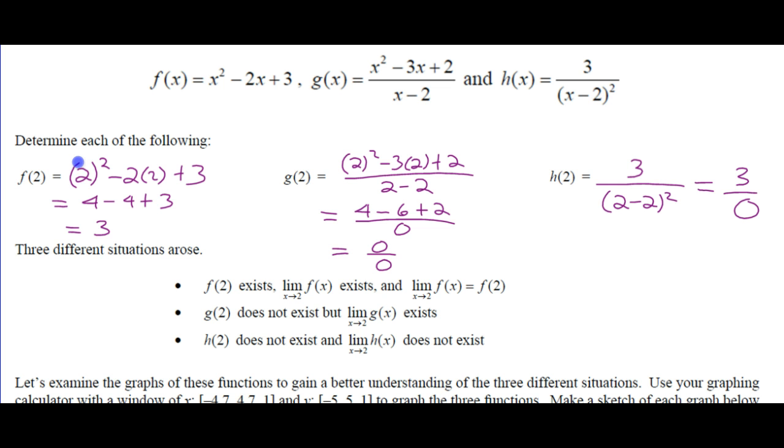F of 2 exists. So the limit as x approaches 2 of f of x is equal to f of 2, right? There was the point 2, 3. It's on the graph, so the limit exists, and the limit is just the value of the function at that particular point. G of 2 does not exist, right? G of 2 is 0 over 0. But the limit of g of x does exist. We did find the limit. H of 2 does not exist, and the limit as x approaches 2 of h of x also does not exist. There is no limit.